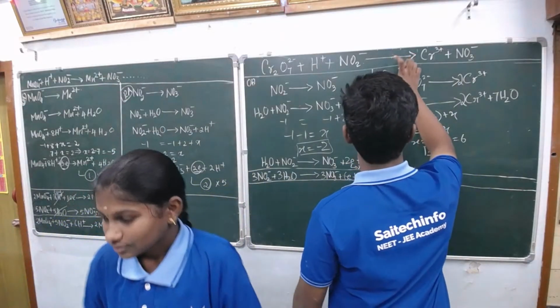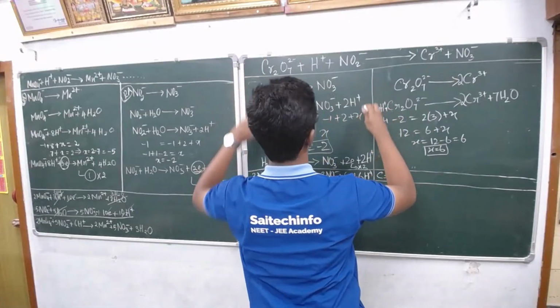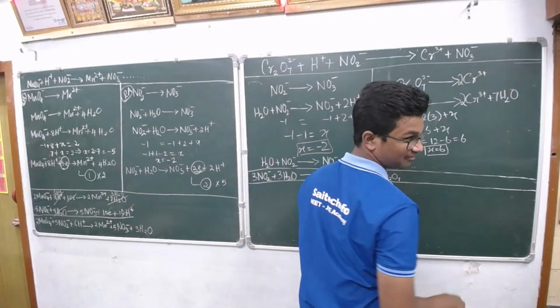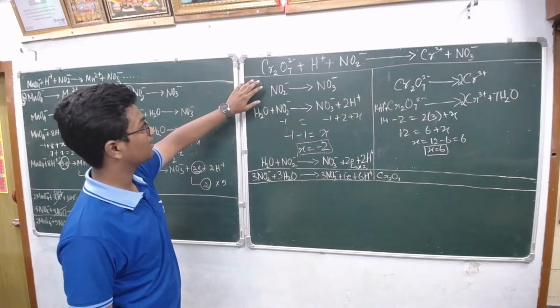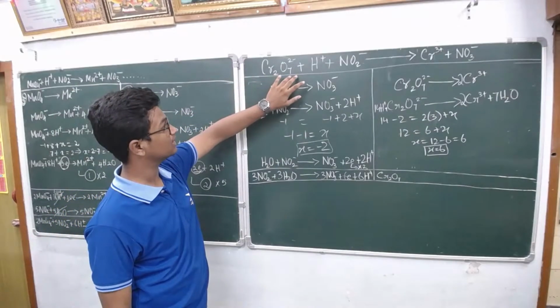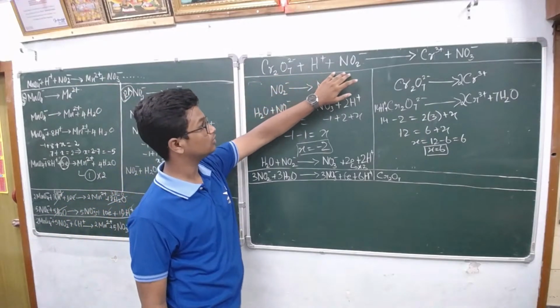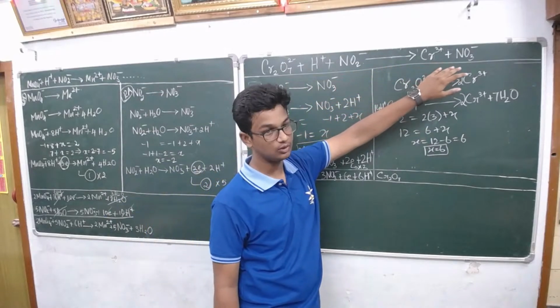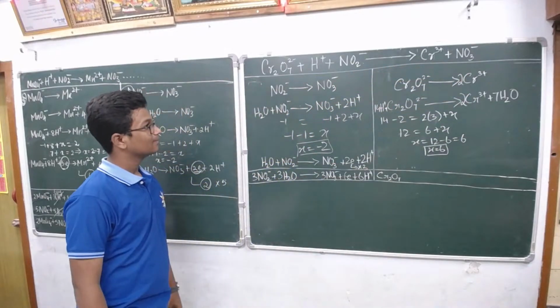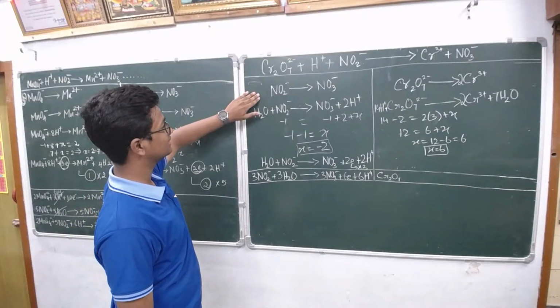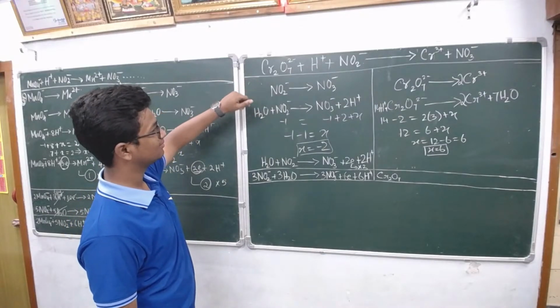Proceed. One second, sir. Let me check simultaneously. Proceed. So, sir, we are working on Cr2O7 2 minus plus H plus plus NO2 minus to form Cr3 plus plus NO3 minus. And what is on the left side? You are taking it reversed. Erase it totally.